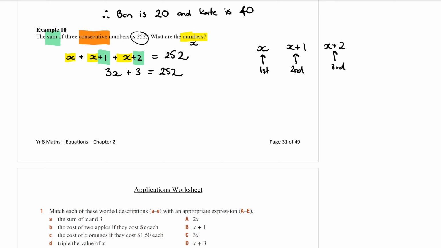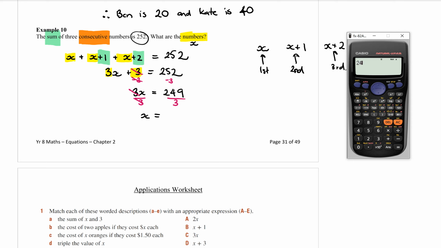So now to solve it, I need to get rid of the 3 in front of the x and the plus 3 on the end. So let's start with this plus 3. We have to subtract 3 to get rid of that. So that gives me 3x equals 252, take away 3, which is 249. Now to get rid of that 3, because it's multiplied, I need to divide by 3. Cancel that off. x is by itself, and let's grab the calculator. 249 divided by 3 is 83.